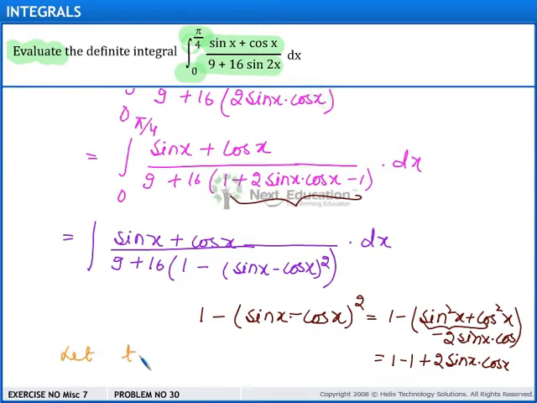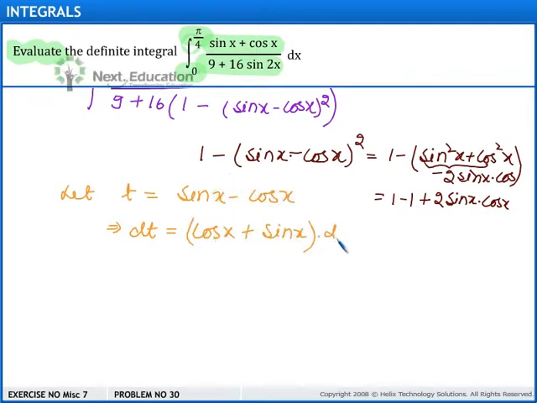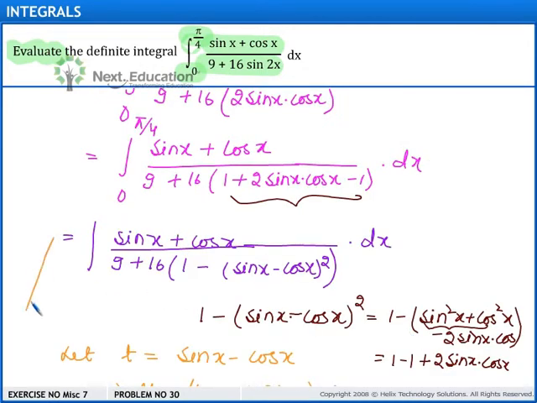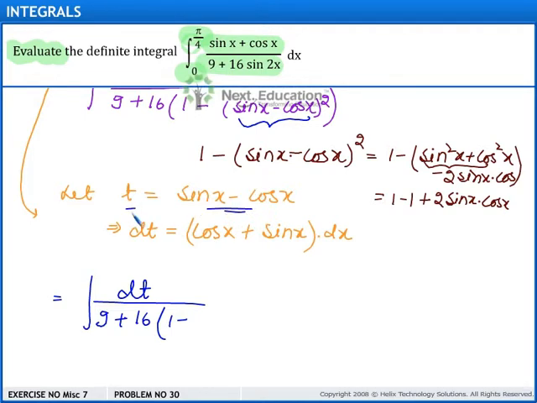Now let us suppose that t is equal to sin x minus cos x. So on differentiating both sides, dt is equal to (cos x + sin x) dx. Therefore, this integral can be written with the numerator (sin x + cos x) dx as dt. So this can further be written as the integral of dt divided by 9 + 16 into (1 minus t square), since sin x minus cos x we have supposed as t, and we have the whole square, so t square.